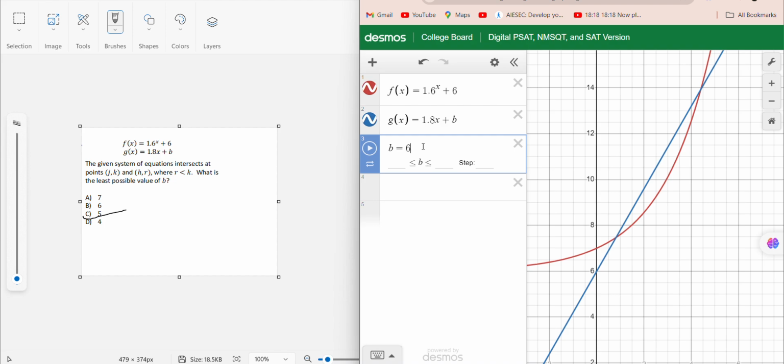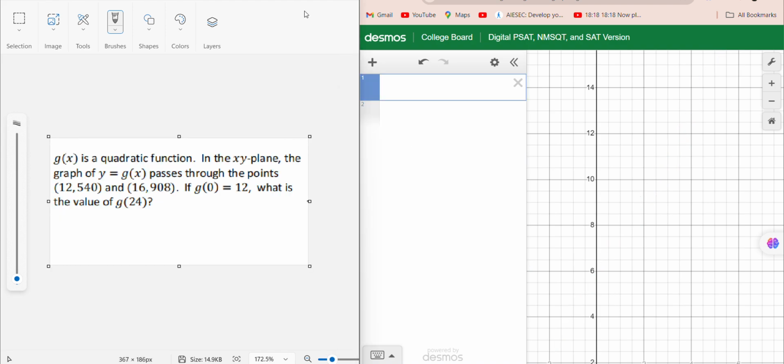So let's get into our last problem for today. This is a quadratic function question. g(x) is a quadratic function, and it passes through these points. We have a quadratic function, and we have the points through which it passes. So we have to use the table function in Desmos. Let's see how it works.